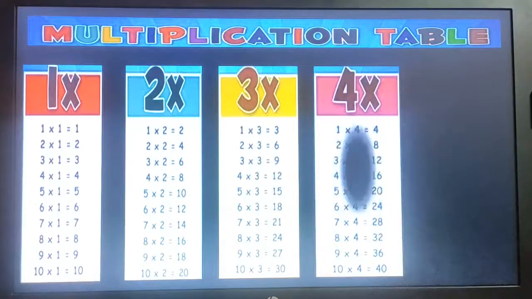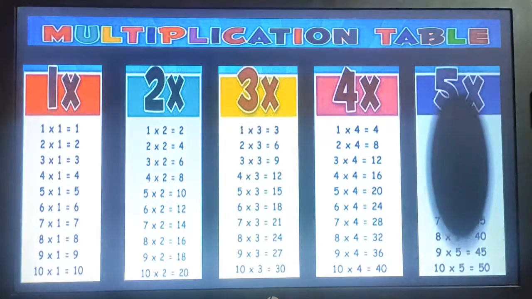4's table. 1 into 4 is 4, 2 into 4 is 8, 3 into 4 is 12, 4 into 4 is 16, 5 into 4 is 20, 6 into 4 is 24, 7 into 4 is 28, 8 into 4 is 32, 9 into 4 is 36, 10 into 4 is 40.